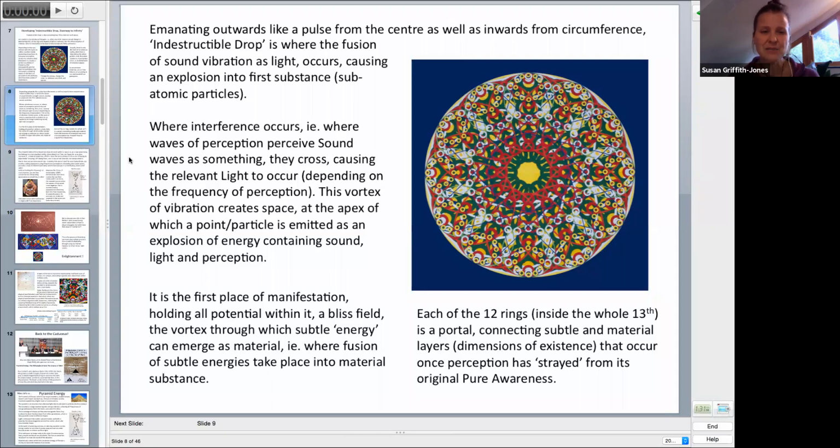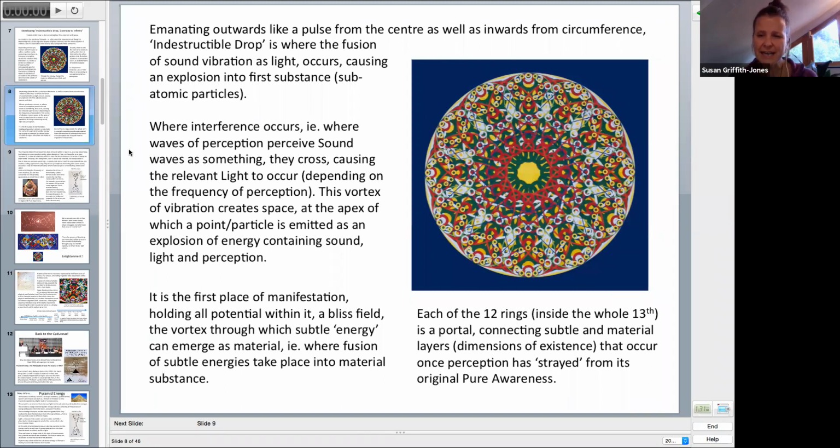This vortex of vibration creates space, at the apex of which a point or a particle is emitted as an explosion of energy containing sound, light, and perception. And I explained that last time already. It is the first place of manifestation, holding all potential within it, like a bliss field, the vortex through which subtle energy can emerge as material, i.e. where fusion of subtle energies takes place into material substance.